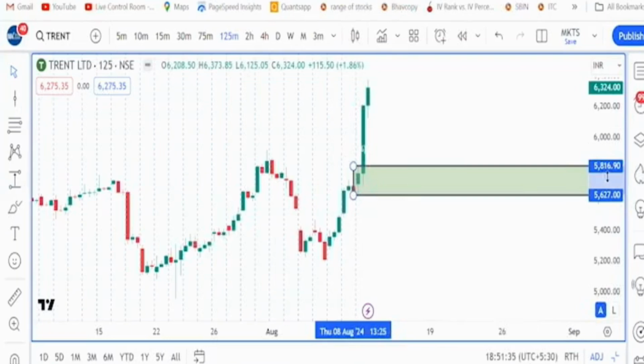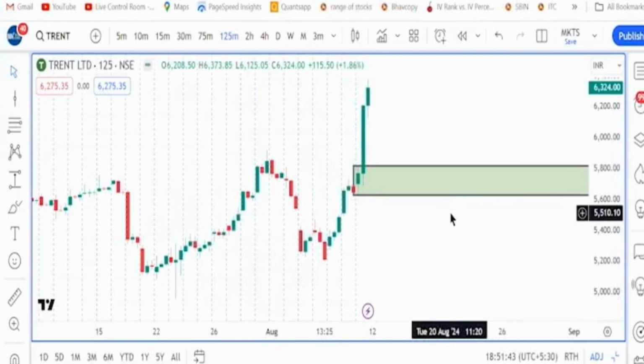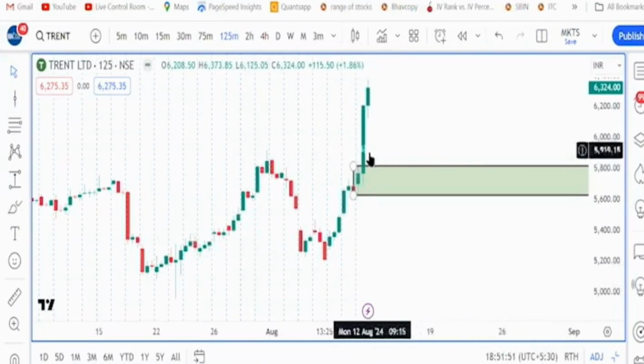So proximal line around 5817, distal line around 5627. Now I need to do the quality check of this level, whether it meets minimum quality. So what is the quality check? After the leg out, check to the right hand side. Has price ever come back? So in this example, is this level fresh on this chart? Price is fresh. So the zone is fresh. Price has never come back.